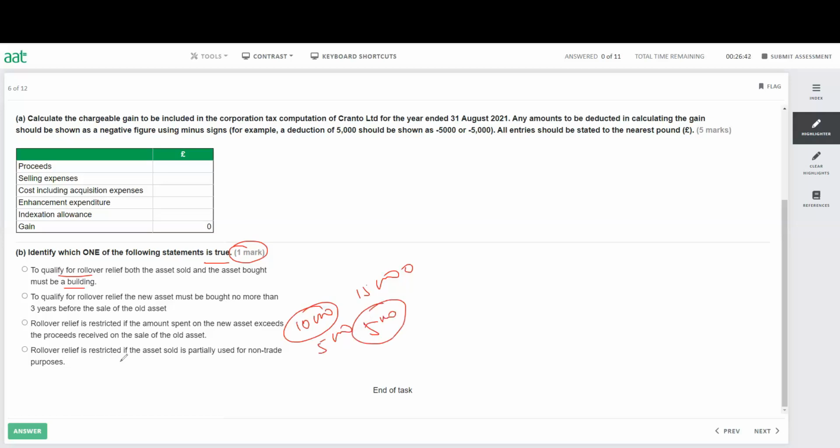Rollover relief is restricted if the asset sold is partially used for the non-trade purpose. That's true. If the asset you use for the non-trade purpose or not for the business purpose, then you cannot claim the rollover relief. So you need to make sure you revise this relief. In the exam, you will definitely have a question from the business asset disposal relief or rollover relief. So you need to make sure you revise all these things.